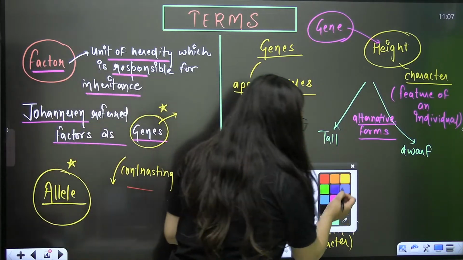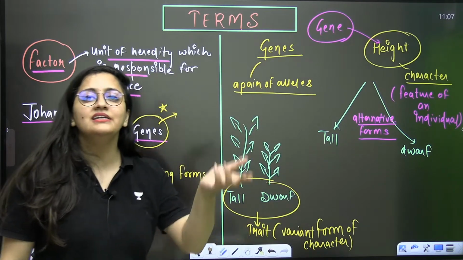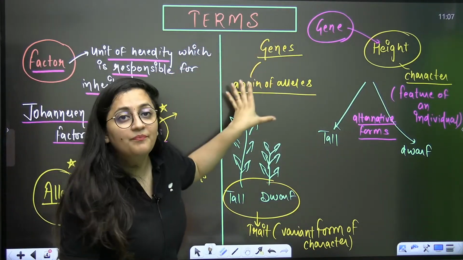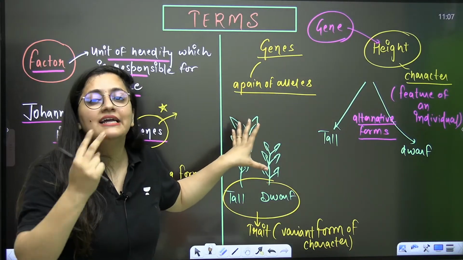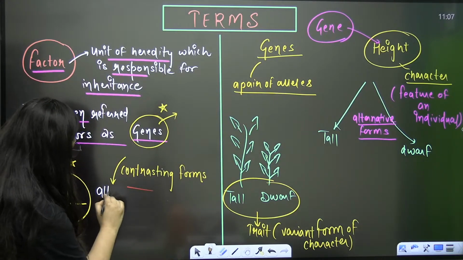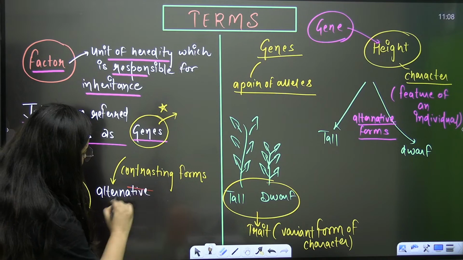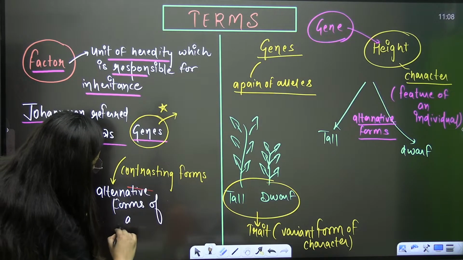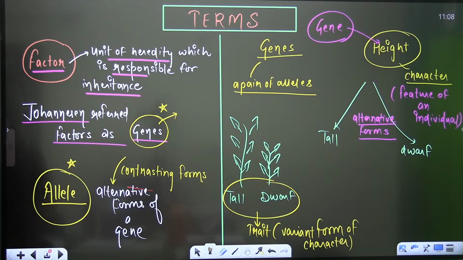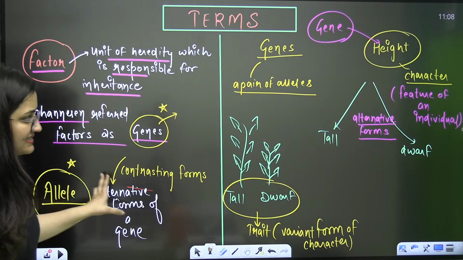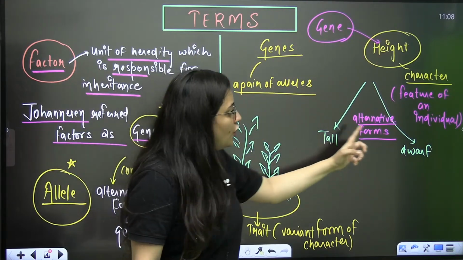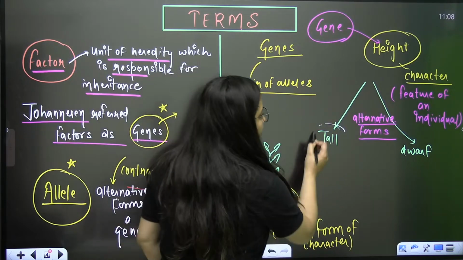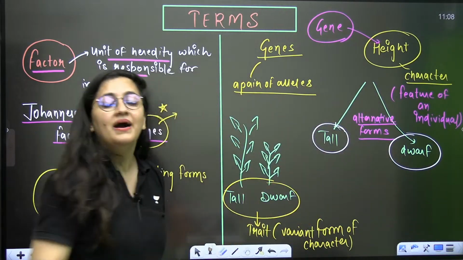So now you must be thinking, ma'am, we were talking about genes, then why are we discussing this portion? See, a gene is a pair of alleles. I told you our genes are present in pairs, and you are calling them alleles. So alleles are the contrasting or alternative forms of a gene. Is that clear? So height, which is a character, is controlled by a gene, and its alternative forms, its variants, are controlled by alleles.